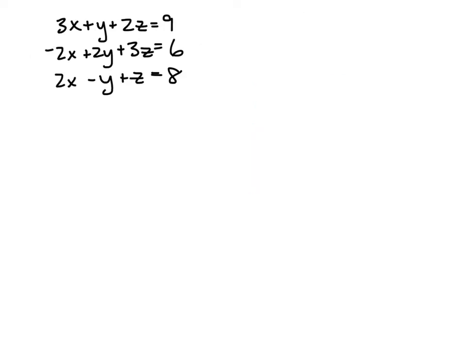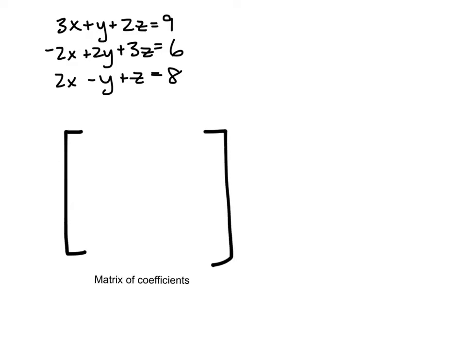All right, so let's solve this system of 3 equations using matrices. We're going to set up 3 matrices. The first will be our matrix of coefficients. That's where we take the coefficients of each variable and list them out in x, y, z. So 3, 1, 2, negative 2, 2, 3, 2, negative 1, 1. And if you were missing one of the coefficients in an equation, say if there was no y here, you would just put a 0 right here.